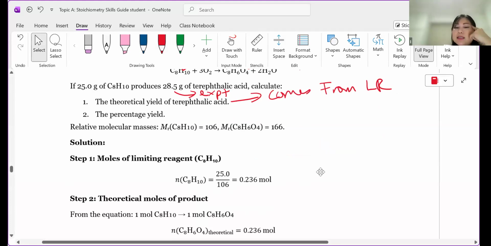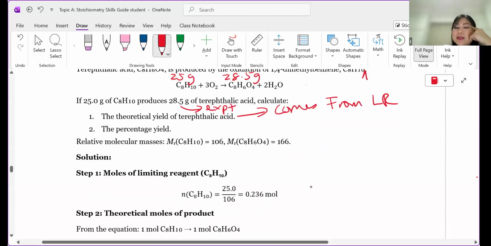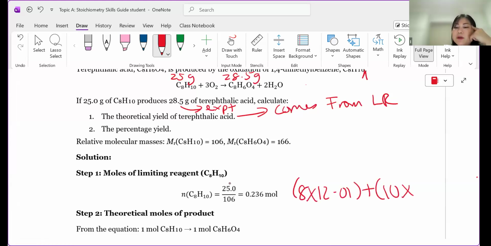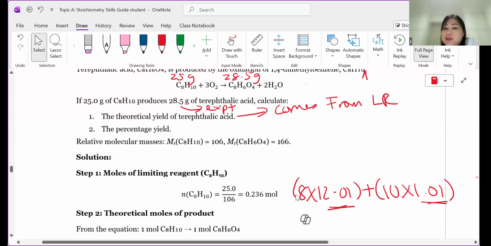So data booklet mass will be 8 times 12.01, then plus 10 times 1.01. You must use the value in the data booklet, which is the weighted average of all the isotopes compared to 1/12 of carbon-12. Therefore, you factor in the isotope, that's why there's a 0.01. My example is not showing that, but during exam or practice, you must use the data booklet one. So 25 grams divided by MR, you get the moles.